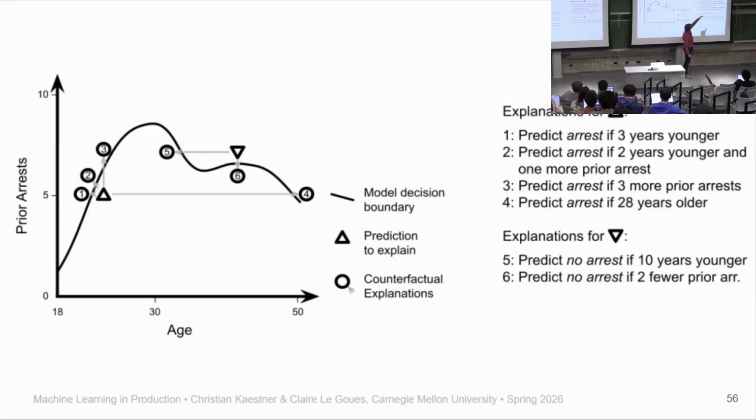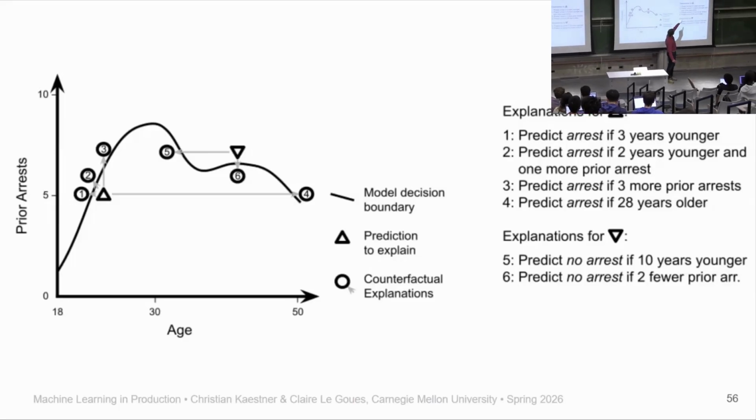So predict arrest if you were 3 years younger, predict arrest if you had 3 more prior arrests, but not necessarily combining both at the same time, because that just makes the explanation more complicated.